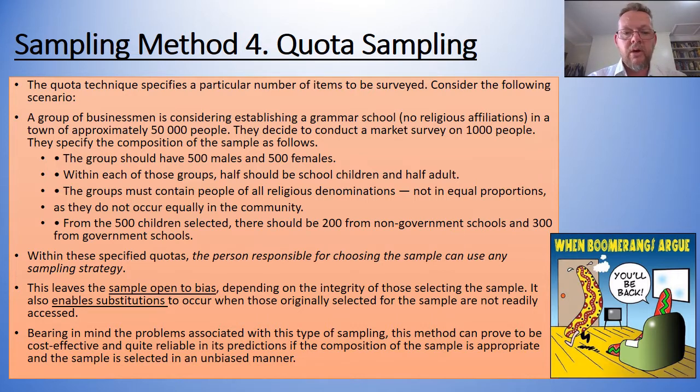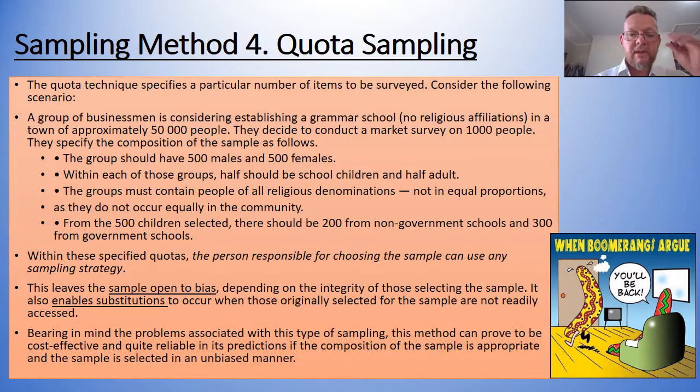Within each of those groups, there should be half school children and half adults. The groups must contain religious denominations, not in equal proportions, as they don't occur that way in the community. And from the 500 children selected, there should be 200 from non-government schools and 300 from government schools. So, within the specified quotas, the person responsible for choosing can sample any other way.